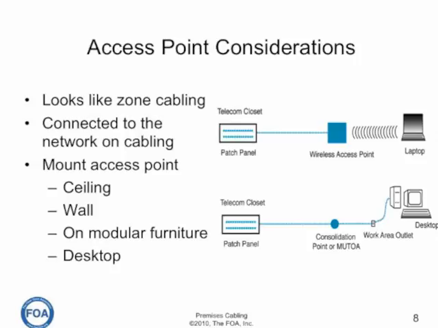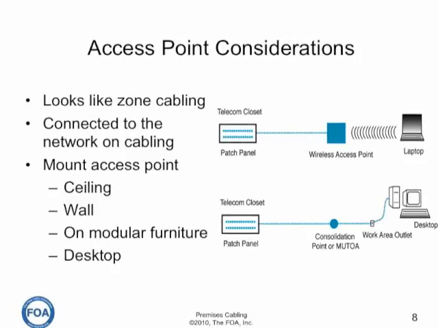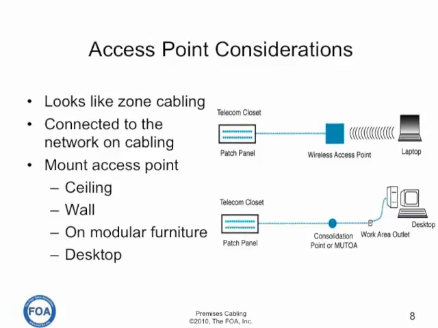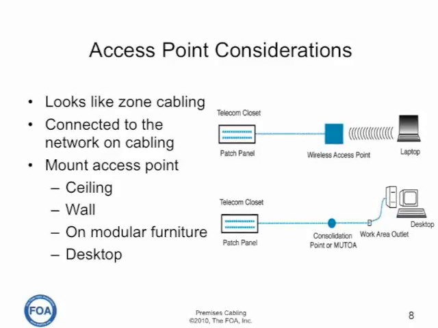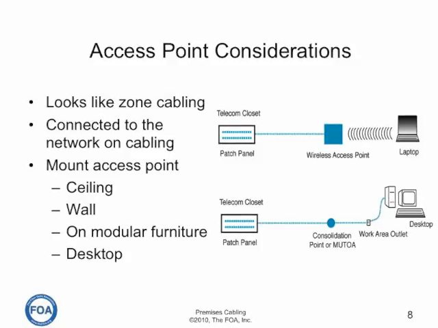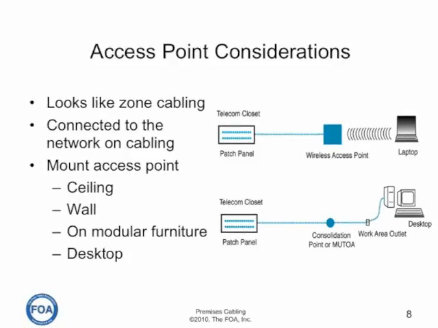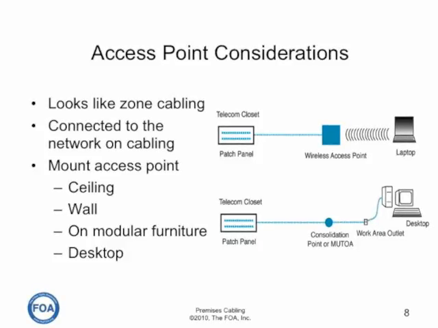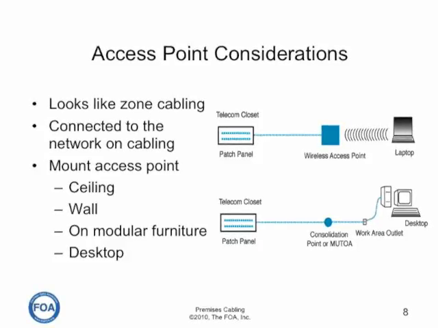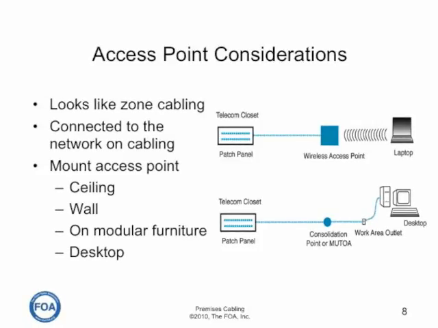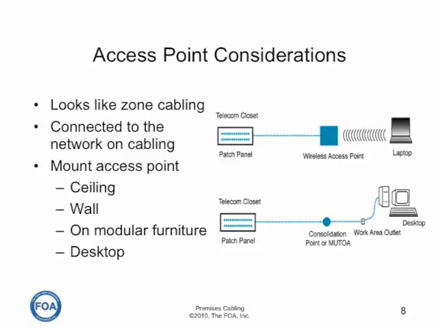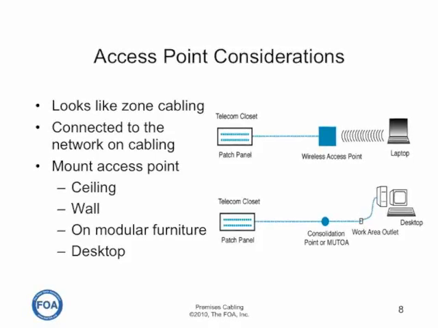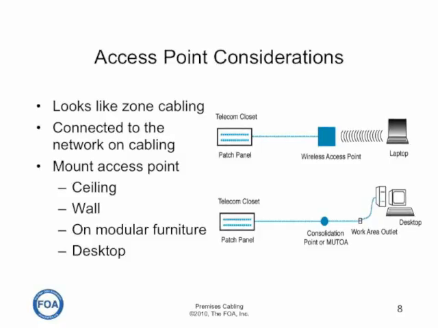Another way to look at a wireless access point is it's very similar to zone cabling in a normal copper structured cabling network, where instead of a consolidation point that goes out to the desktop, we have a wireless access point that goes out to a wireless device, and the wireless link replaces the standard patch cord. Access points can be mounted in the ceiling, on a wall, on modular furniture, or even placed on a desktop, any place that's convenient.